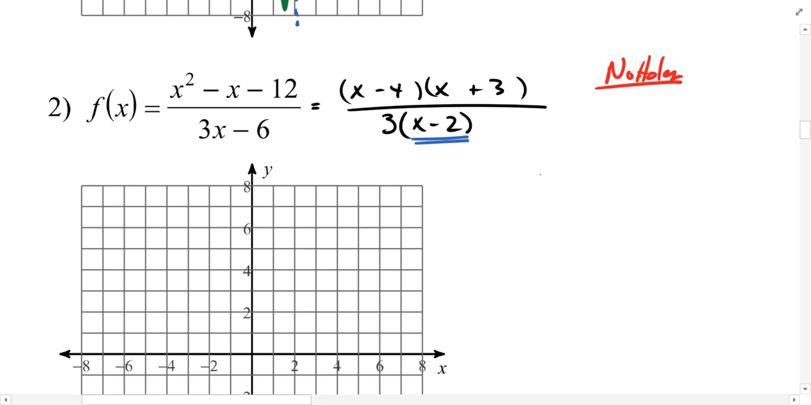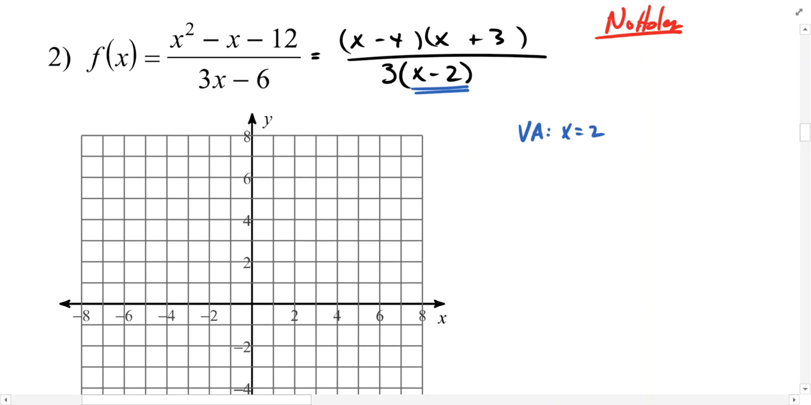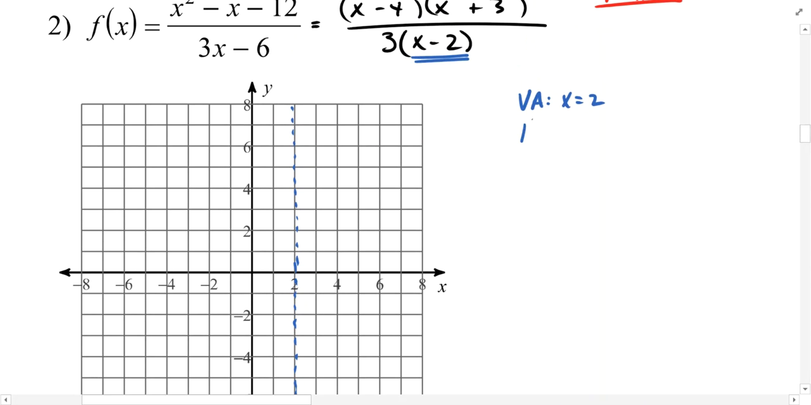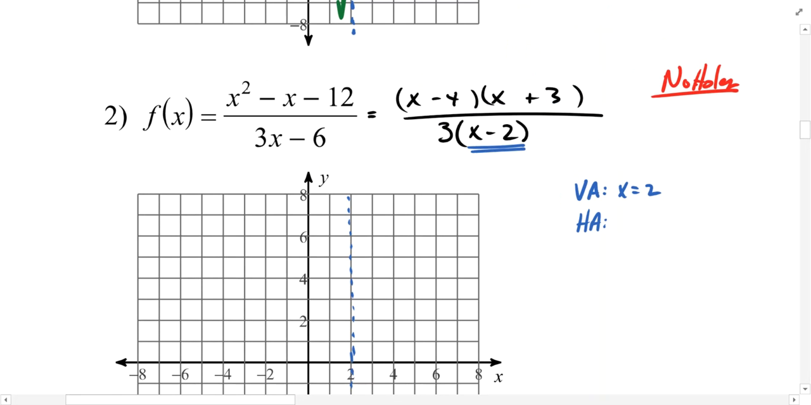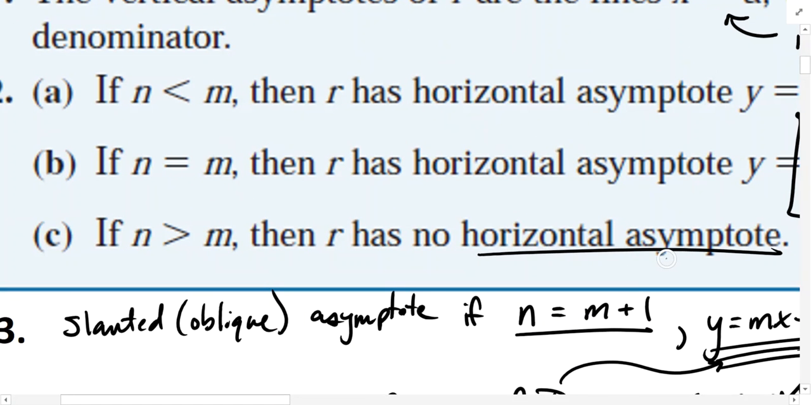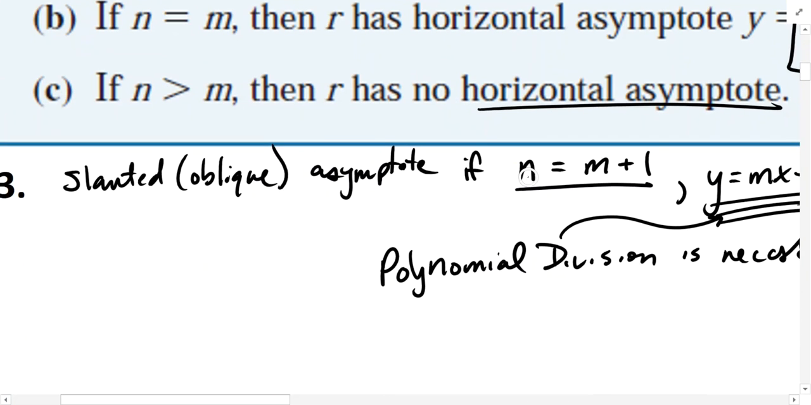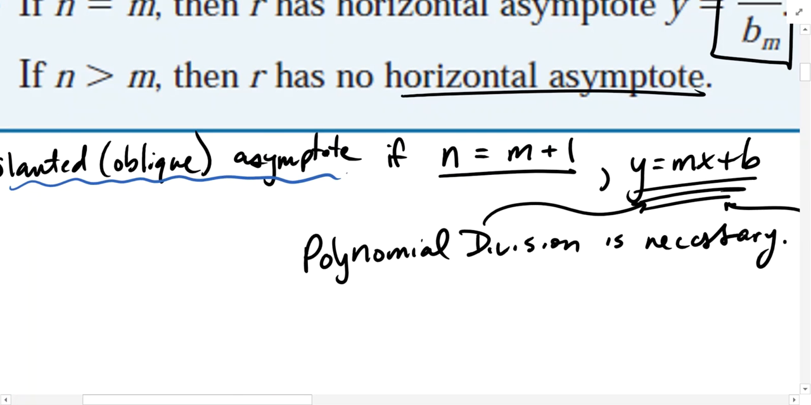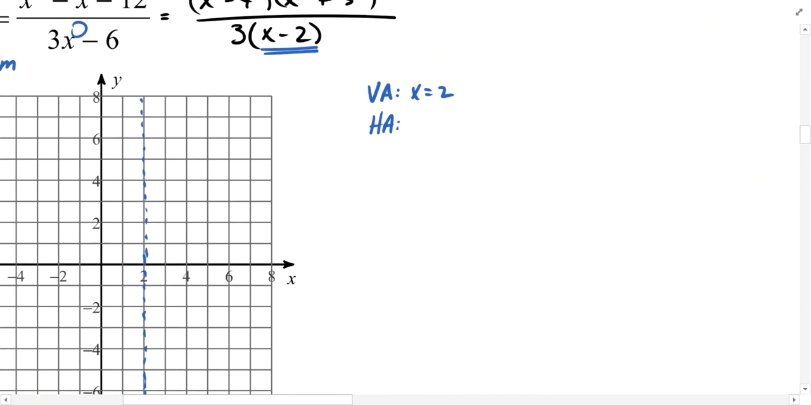But because of this x minus 2 here, I know that there's going to be a vertical asymptote at x equals 2. Anytime that I'm left with a 0 in the denominator after it's been factored, I know that that's going to produce a vertical asymptote. As far as a horizontal asymptote goes, we want to look at our original format. In this case, the numerator's degree is greater than the denominator's degree. So we should make note here that there is no horizontal asymptote. But also, since the numerator's degree is exactly 1 larger than the denominator, there is going to be a slanted asymptote, sometimes called an oblique asymptote.